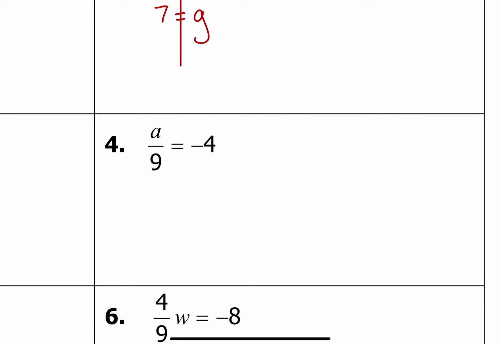All right, we have a over 9 equals -4. I know this one looks a little scary because of this fraction sign. But something to remember, that fraction sign can also be used as a division symbol. So this means a divided by 9.